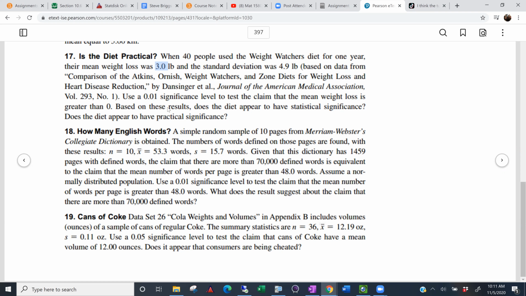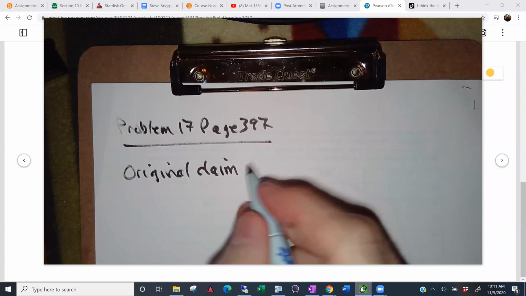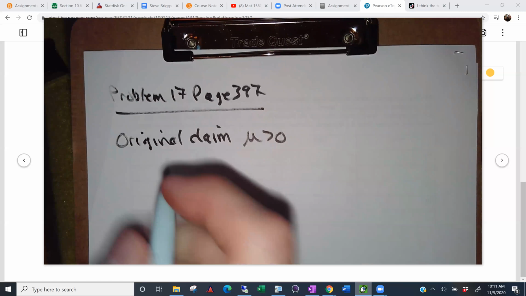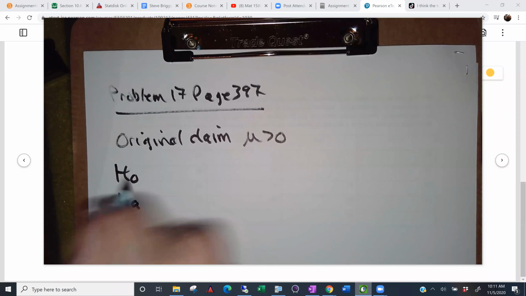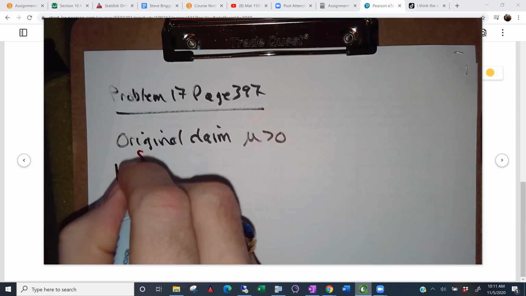Well, let's start with this part right here. I want to test a claim that the mean weight loss is greater than 0. So let's put that down as our original claim. And that original claim is that mu is greater than 0. With that original claim, we can set up our null and alternative hypothesis. So that's going to be our very famous step 1 here.